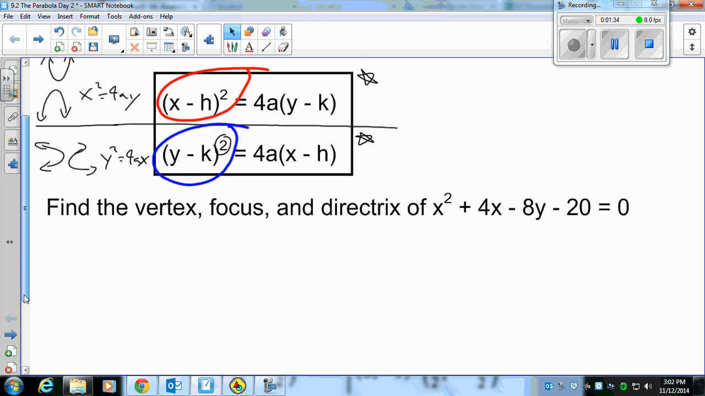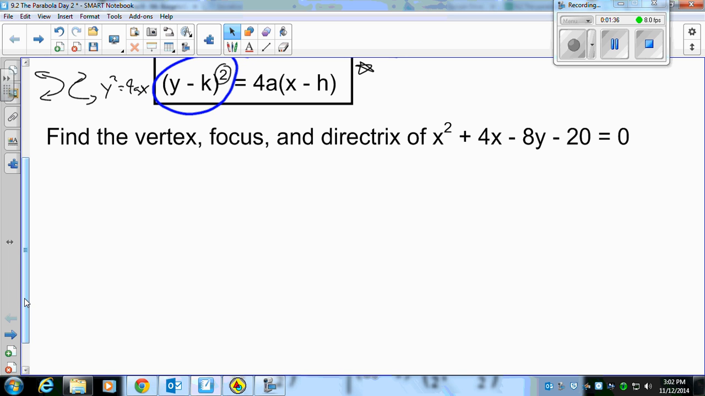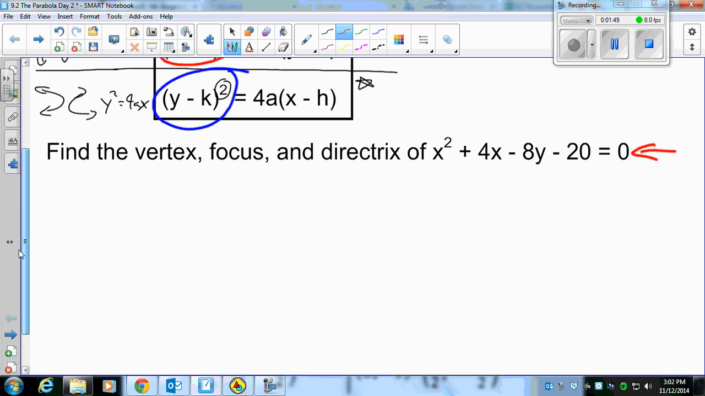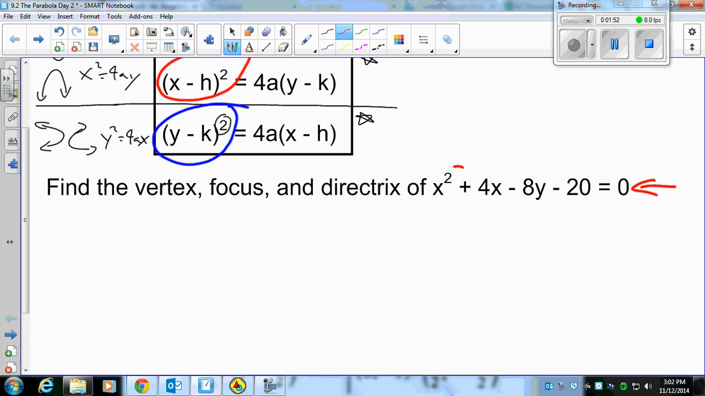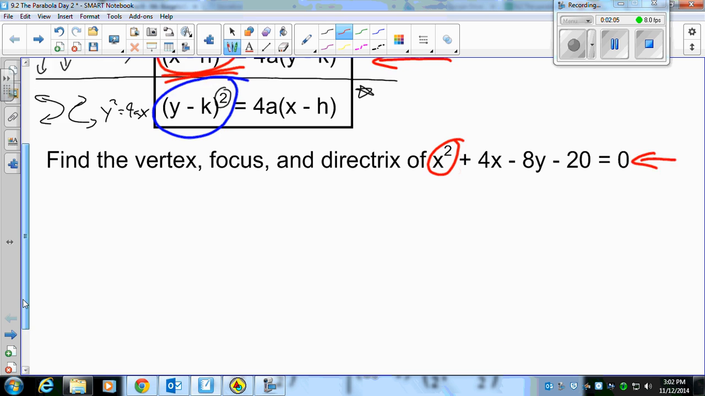Our example today is to graph this parabola by labeling our vertex, focus, directrix, and latus rectum points. If we're given this equation, our goal is to put it into one of the two standard equations. I notice this is an x squared term, so I must be dealing with this format, and I need to somehow get it over here. There's a perfect square in both of these formats, so we're going to be completing the square a lot in this unit.